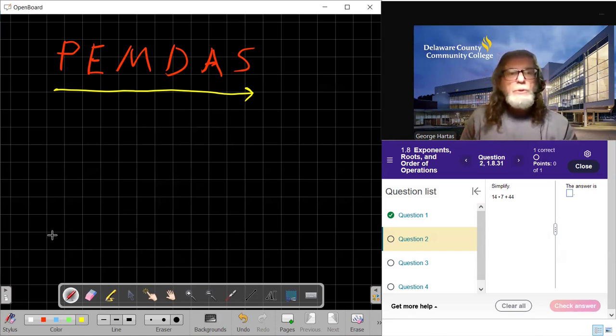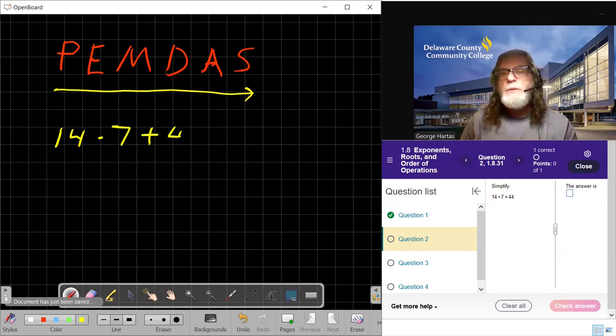Okay, question 2 says 14 times 7 plus 44. Now, one thing you have to be careful of here is that these pluses sometimes look like division symbols, and sometimes division looks like pluses. So you have to look at it carefully.